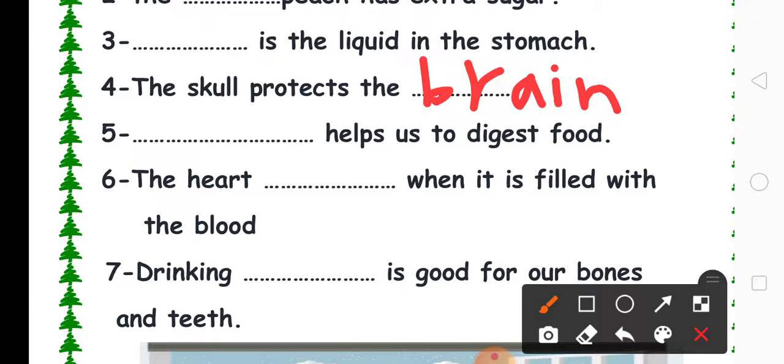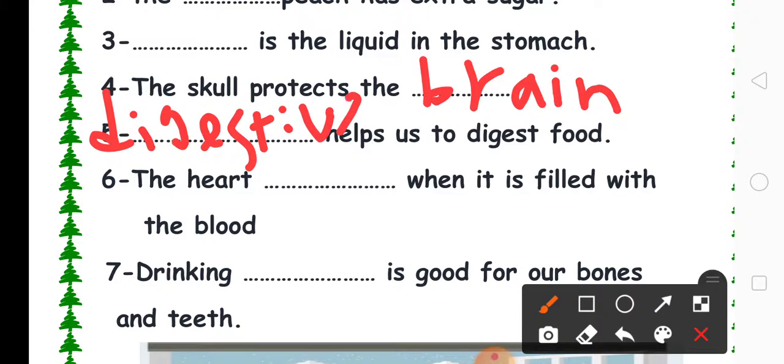Which helps us to digest the food? Yes, I said before, when we say digest the food, it is the digestive system. So write digestive system. The digestive system helps us to digest the food.